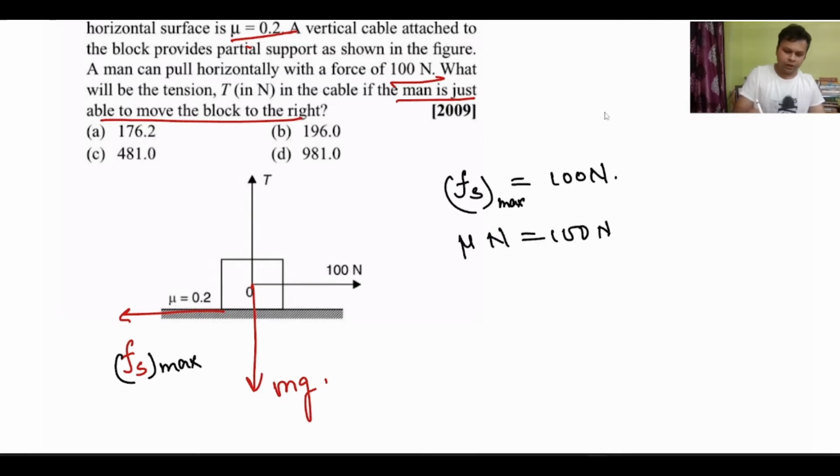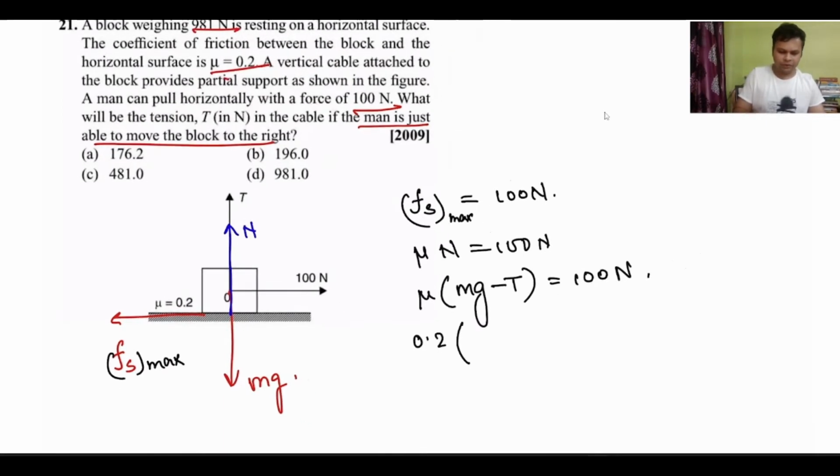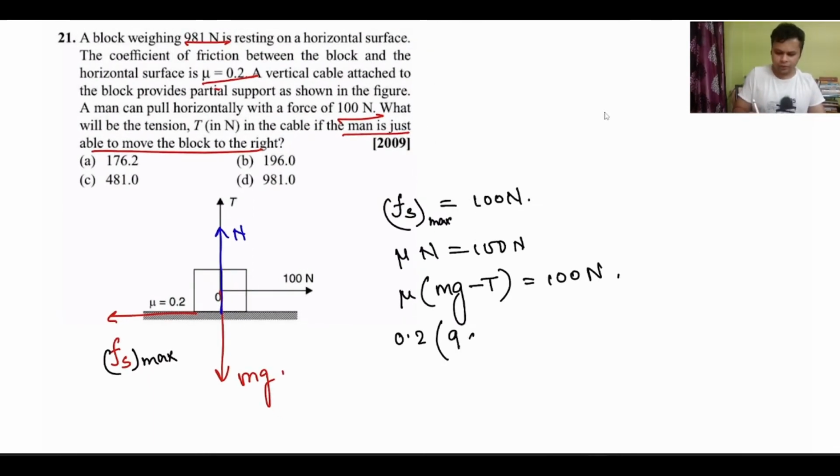Where is the normal reaction acting? The normal reaction will act this way. This is the normal reaction N. So can I say the normal reaction N is nothing else but mg minus T? And mu times N is 100 Newton. The value of mu is 0.2, and mg is already given as 981, so 981 minus T is equal to 0.2 into N, equal to 100.